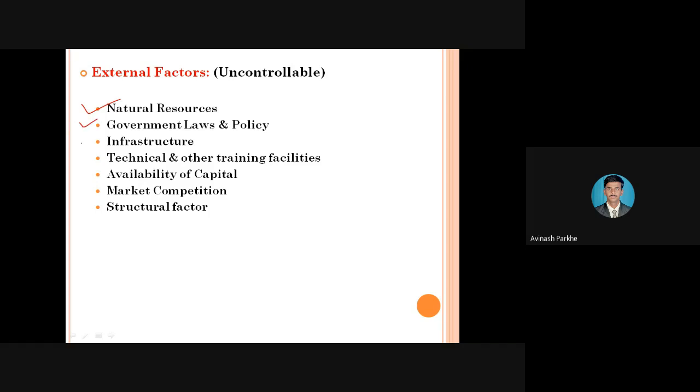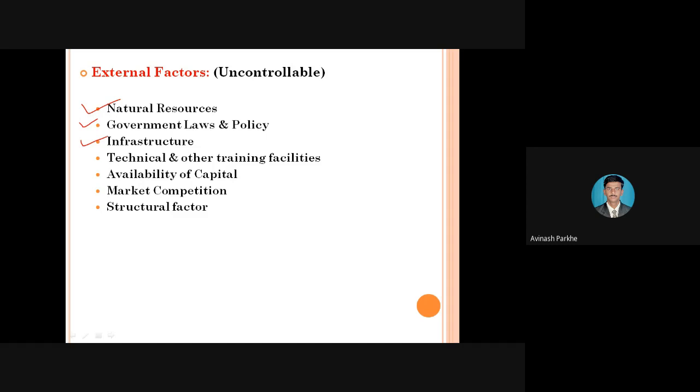Then the third one is infrastructure. Infrastructure is also not in our hand. Whatever infrastructure we use for the organization, we have to take special permissions for that too, because sometimes through the infrastructure we have implemented, maximum pollution takes place. If that pollution affects the cities or villages near the organization, at that time we have to provide some controlling devices due to which the pollution can be controlled.